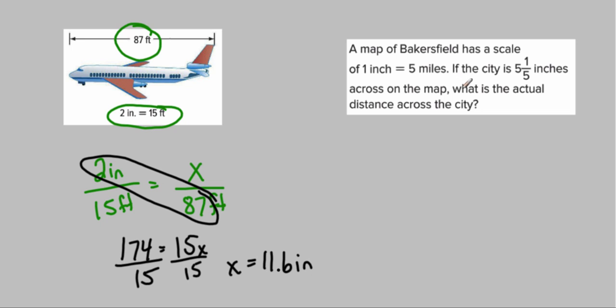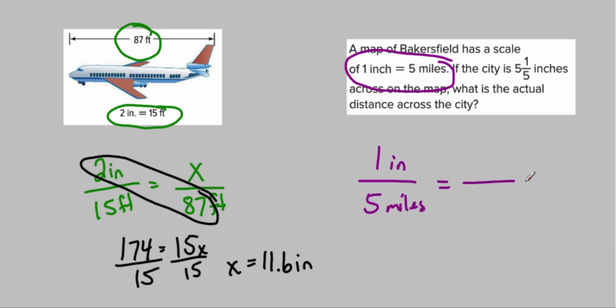So, next one. If you think you've got it down, go ahead and give it a try on your own, but if not, follow along as I do it. Start with your scale factor: 1 inch is equal to 5 miles. Then they give us one more piece of information. It says, if the city is 5 1/5 inches across on the map, what's the actual distance across the city? Well, 5 1/5 is the same thing as 5.2.